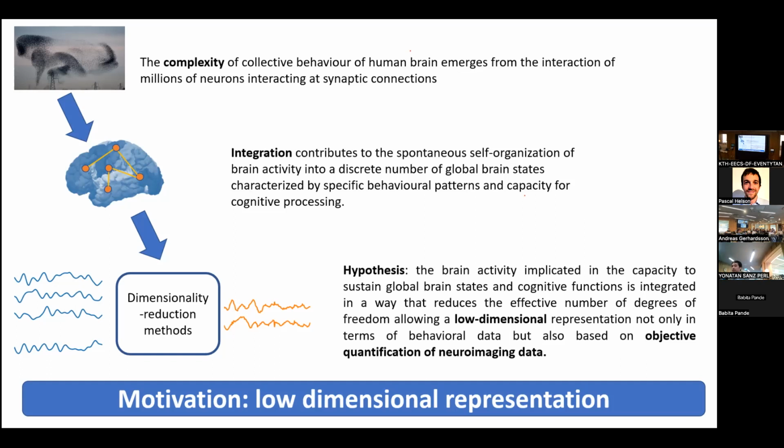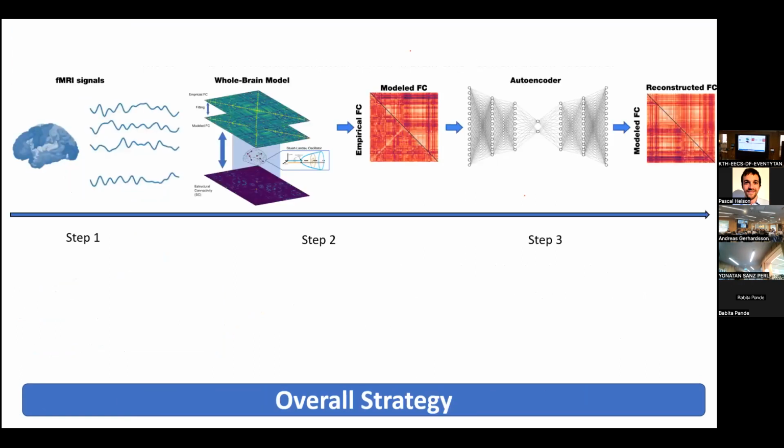So based on the fact that integration helps this kind of emergence of global brain states, we also hypothesize about this reduction of the high dimensionality of the system and this reduction of the degrees of freedom of the system: can we also obtain it in brain imaging data through the quantification of the data? And there are a lot of approaches working in that direction with different methods and tools that reduce the dimension of neuroimaging data. So we will work in that direction, and we propose our method that includes a combination of the whole brain model together with, in this case, a deep learning structure that I will detail as follows.